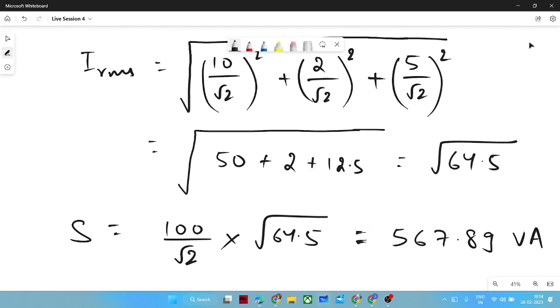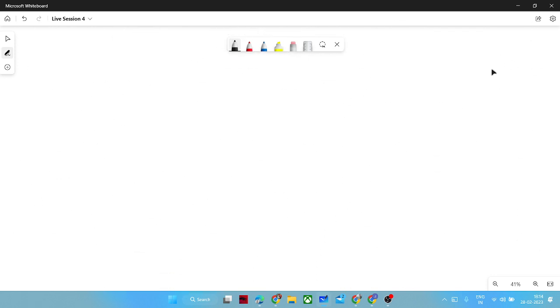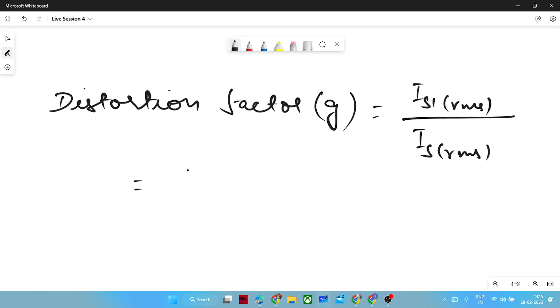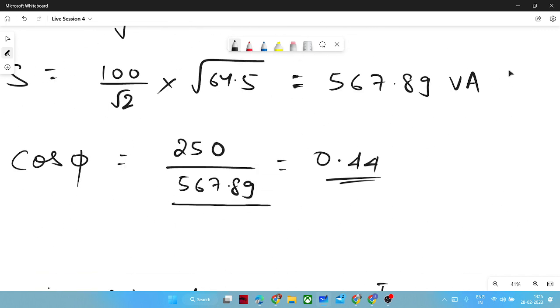Okay, and let me tell you another way. While I was discussing distortion factors, let me tell you a bit about them. It is generally represented by G, and since our current is distorted, we have to take the ratio of fundamental RMS by total RMS current. So fundamental RMS was 10 by root 2, and divided by the current RMS we computed, that is 64.5.